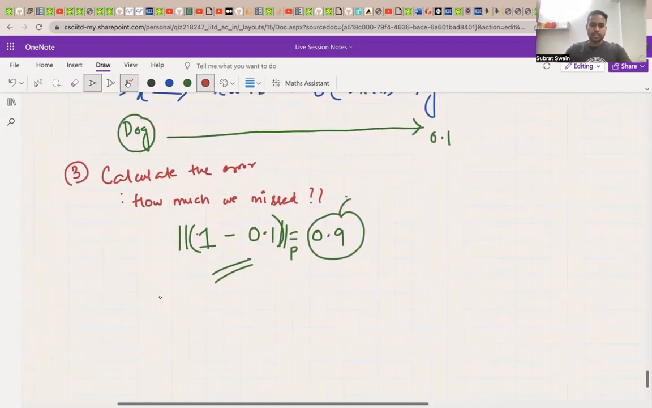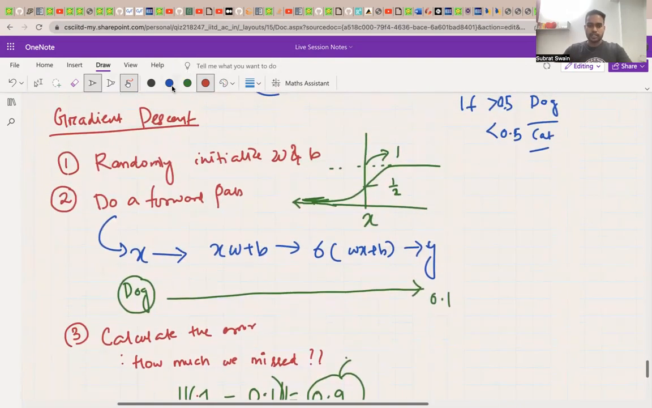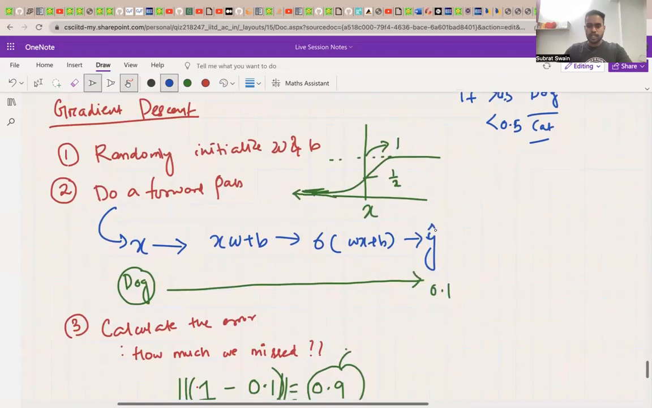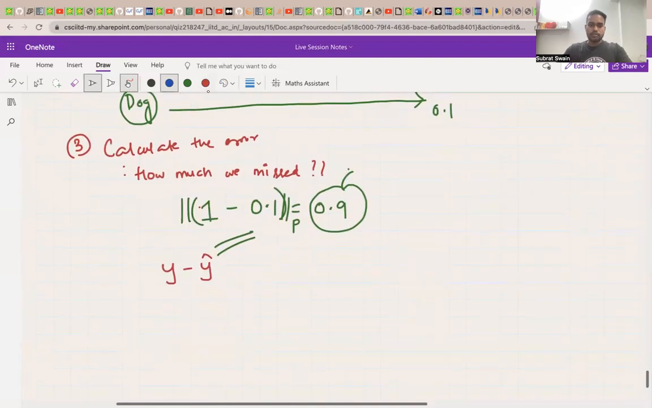Calculate error. The error here will be y minus y hat. So let's say this is y hat. How much did we miss? This much: y minus y hat, or I can say the loss between y and y hat. So this is called the loss.